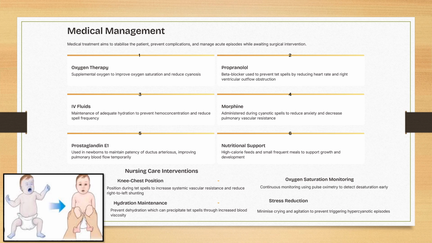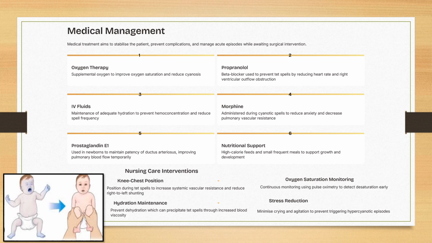So if the older children, they automatically sit in a squatting position, but the newborn cannot sit in a squatting position. So what we are doing here, we are preferring knee chest position. Look at this picture. We have to hold both knees and just take them to the chest of the baby. So this can be helpful in increasing systemic vascular resistance and reducing right to left shunt.